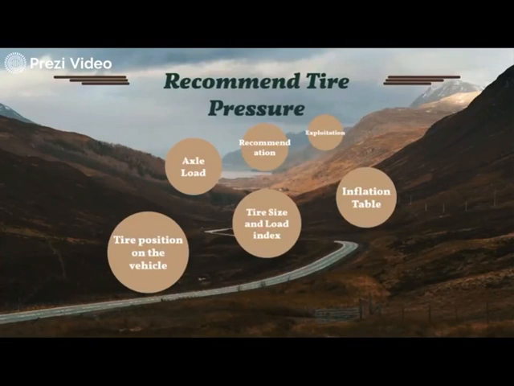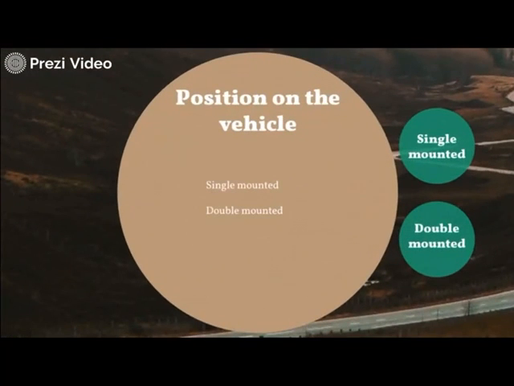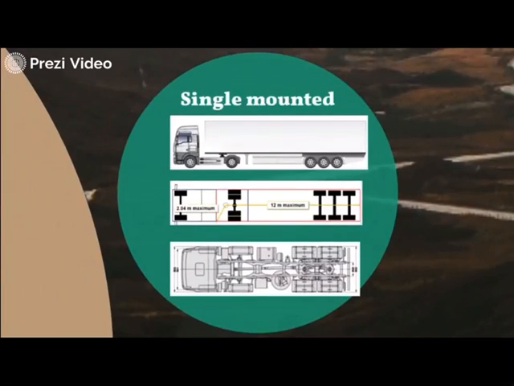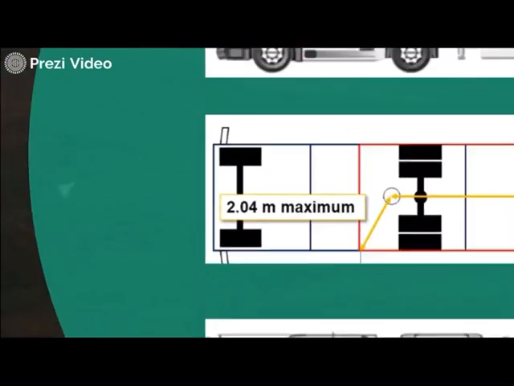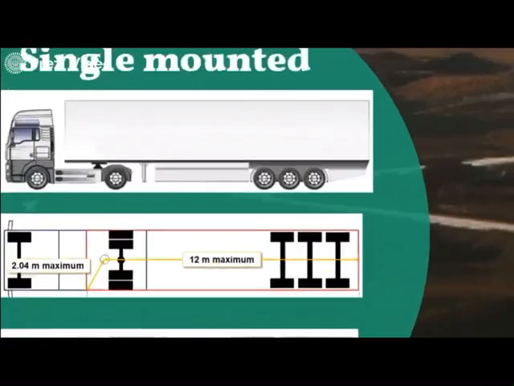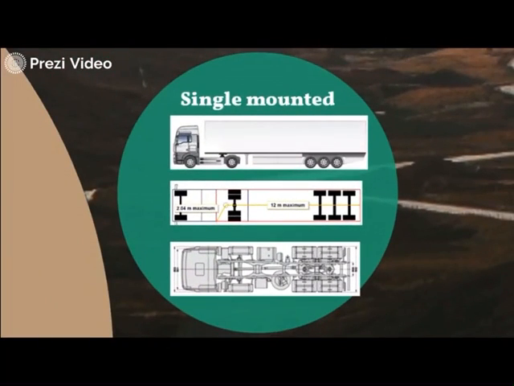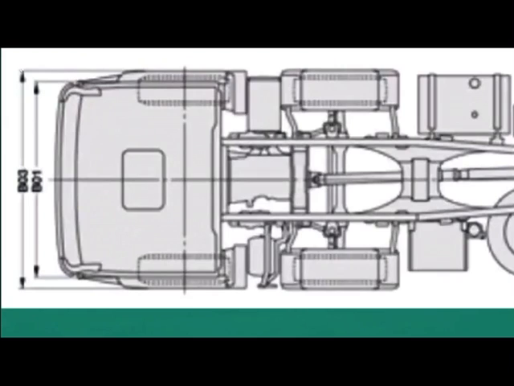How to recommend tire pressure: which data do we need in the process of deciding which pressure is the best one? First, we should know the way of mounting. Single mounted tires, like here on the front axle, mean two tires on the axle. Single mounted is also each of those axles on a trailer. Or if we have an 8x4 vehicle, here we have two steer axles with single mounted tires.